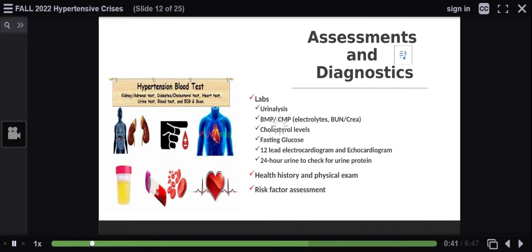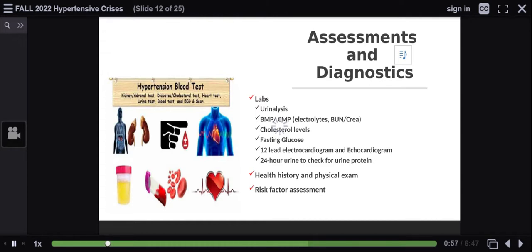So what we check here would be their electrolytes, sodium, potassium. Those are the most specific. You also want to check their BUN and creatinine, part of the BMP. These are your renal function tests. So you want to make sure that they have good kidney function.